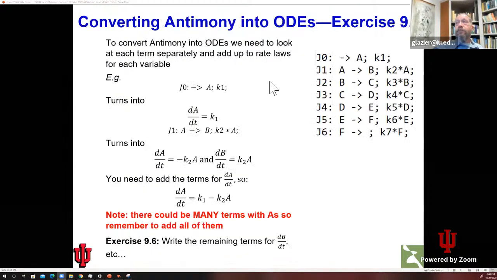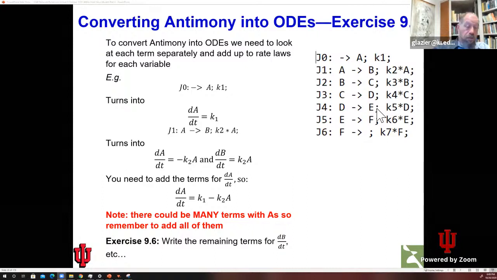Okay. The next one is going the other direction. Everything we've done so far has been going from ODEs or arrow diagrams to antimony. It is a useful skill to be able to go backwards and take an antimony string and write out what the ODEs are from it.